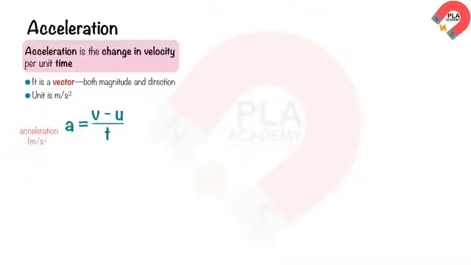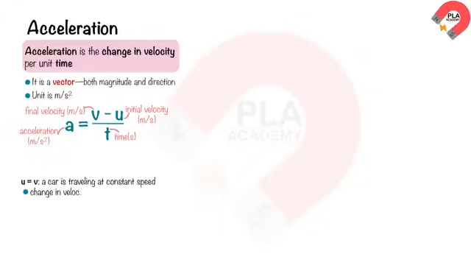a is acceleration in meters per second squared. v is final velocity in meters per second. u is initial velocity in meters per second. And t is time taken in seconds. When u equals v, it indicates the car is traveling at a constant speed. The change in velocity is 0, so the acceleration is also 0.